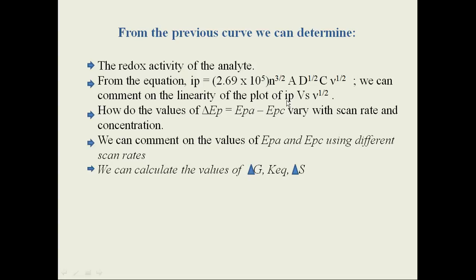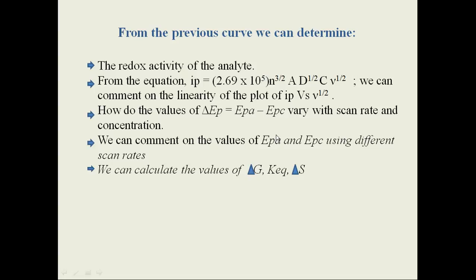of the plot of IP versus this. This is scan rate, IP versus scan rate. More linear means more reversible oxidation and reduction, that will come later on. Then del EP is equal to EPA minus EPC, which varies with scan rate and concentration. How do the values of del EP equal to EPA minus EPC vary with scan rate?